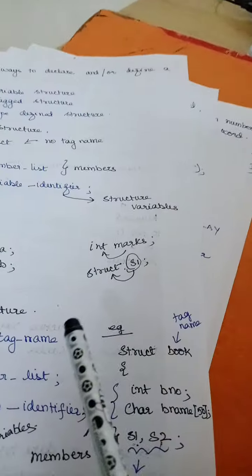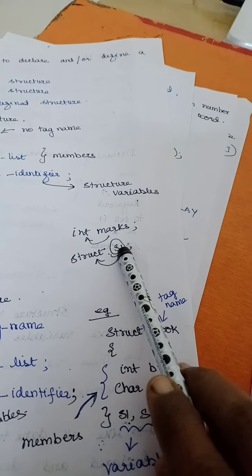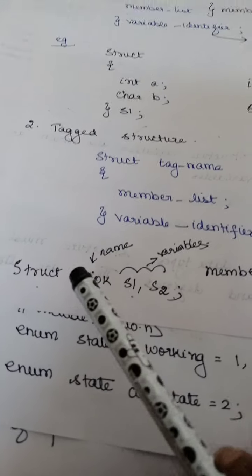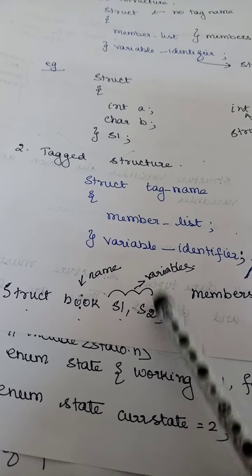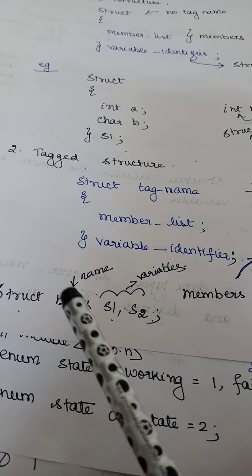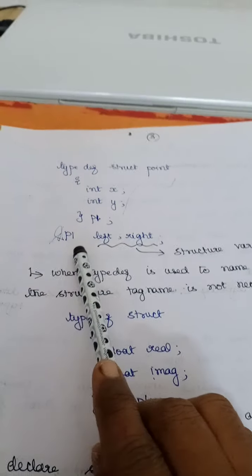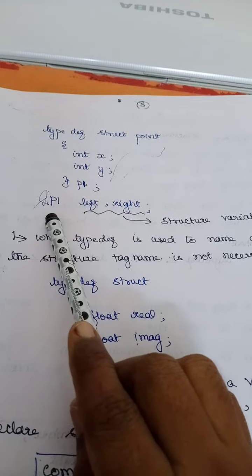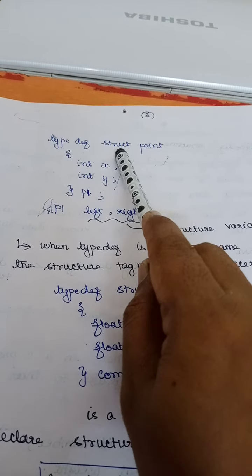There, when you see, we have used struct. It's a keyword to mention that S1 is a structure variable. Here also, S1 and S2 are structure variables of type structure, and the name of the structure is going to be book. But here I have not used the keyword struct because I have typedef. I have created a new name for my struct.